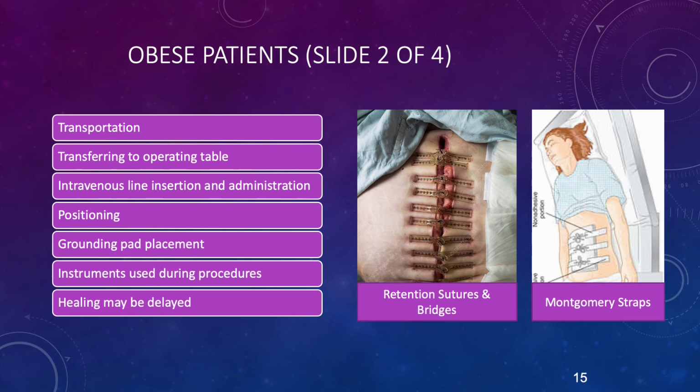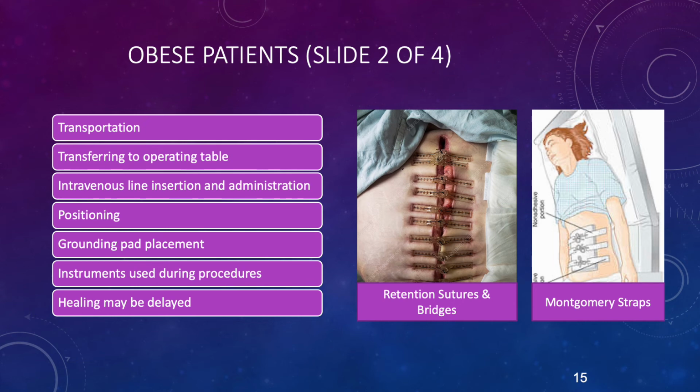So now that we have a better understanding of the physiological and disease conditions related to obesity, let's learn about some surgical considerations we should be aware of. I want to start off by talking about transportation and transfer to the OR table. Transport means you're bringing them from wherever they are into the OR, and typically this is on a gurney. However, we want to have extra personnel there and available to assist with that transport so that nobody gets hurt.